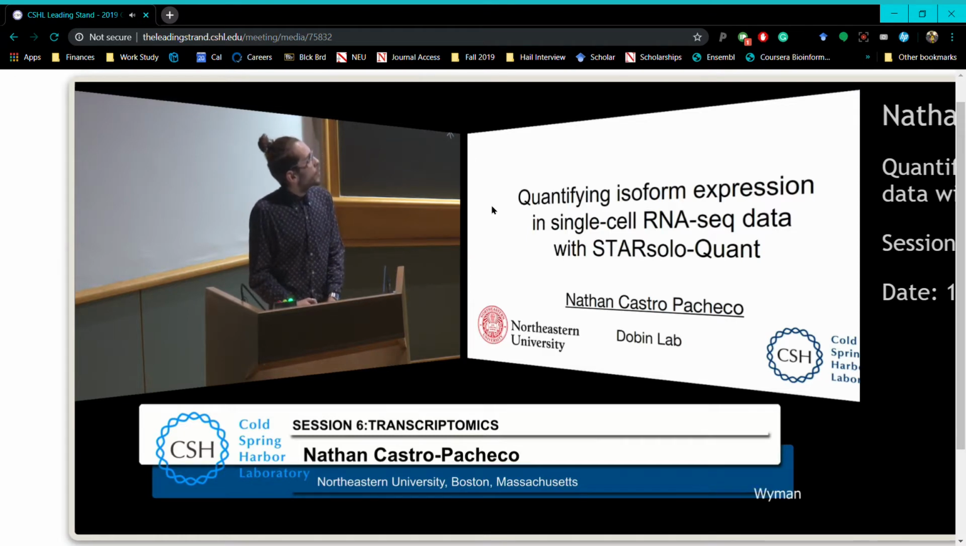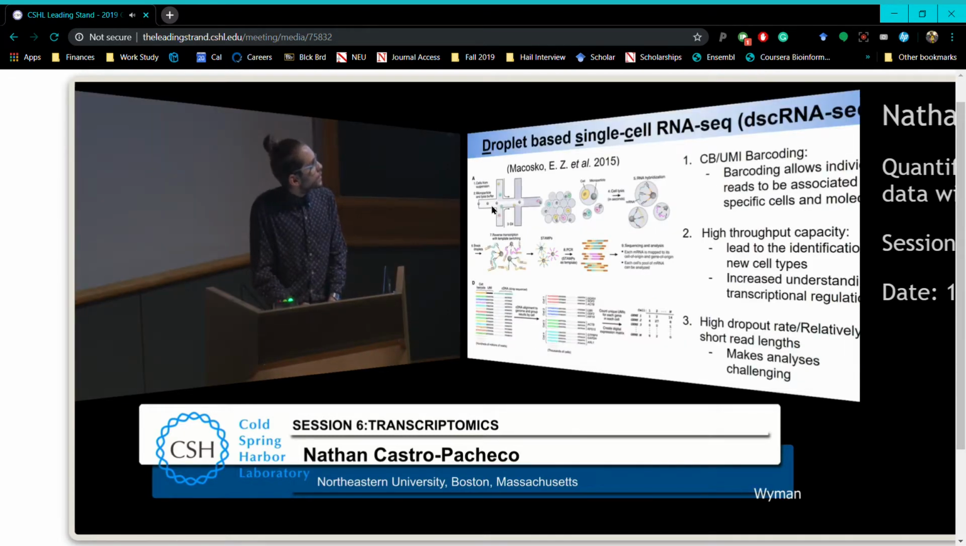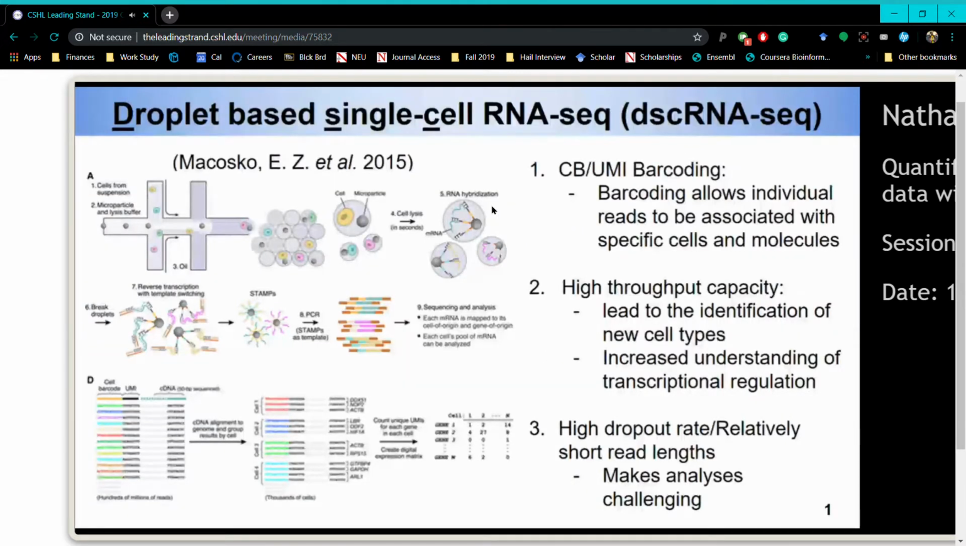One of the primary ways single-cell RNA-seq data is being collected right now is through droplet-based methods. There have been many droplet-based methods developed over the last few years, but they share some general characteristics. The main one is the fact that the reads generated are barcoded by cell barcode and unique molecular identifiers. I'm sure a lot of you are familiar with this, but I'm running through it to make sure everyone is clear about what these are, because they're important for the model.